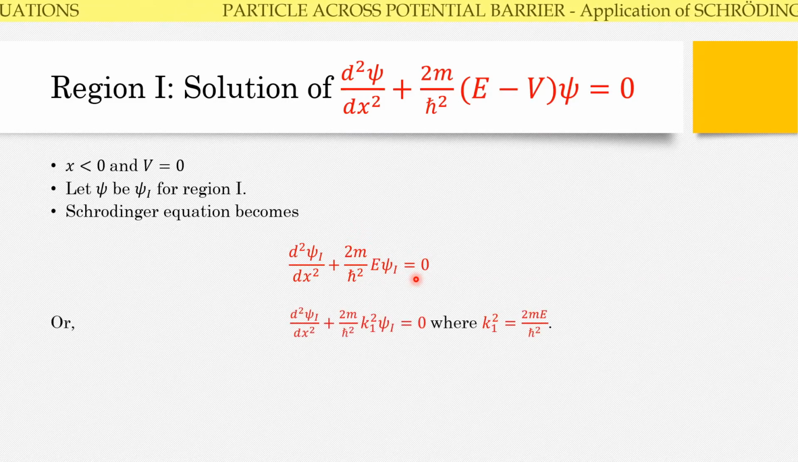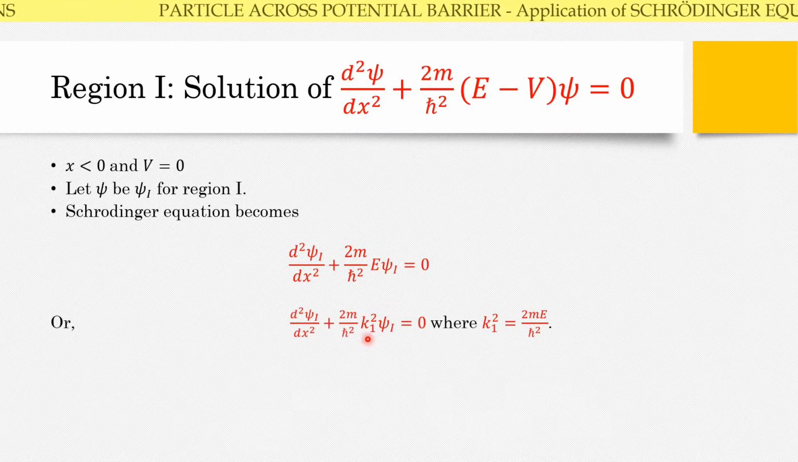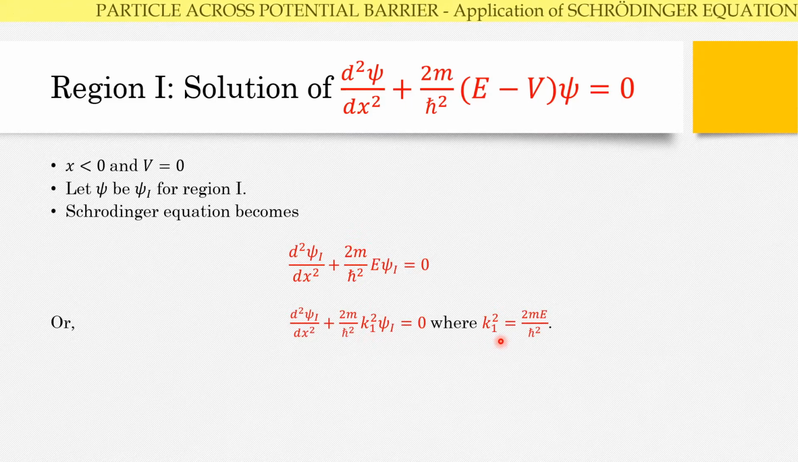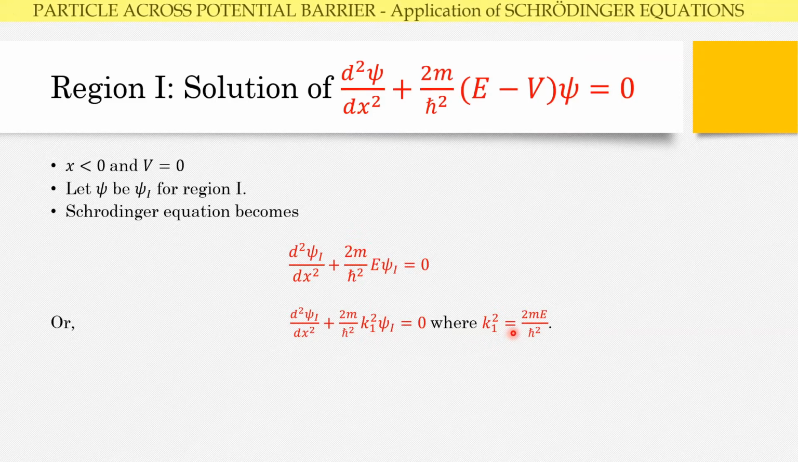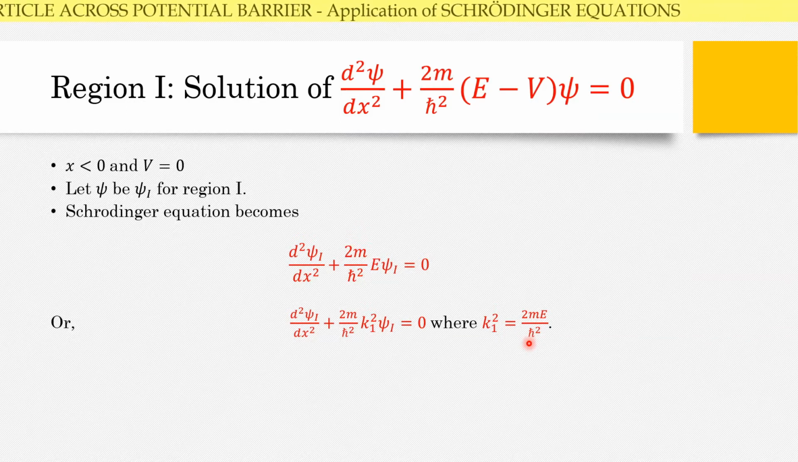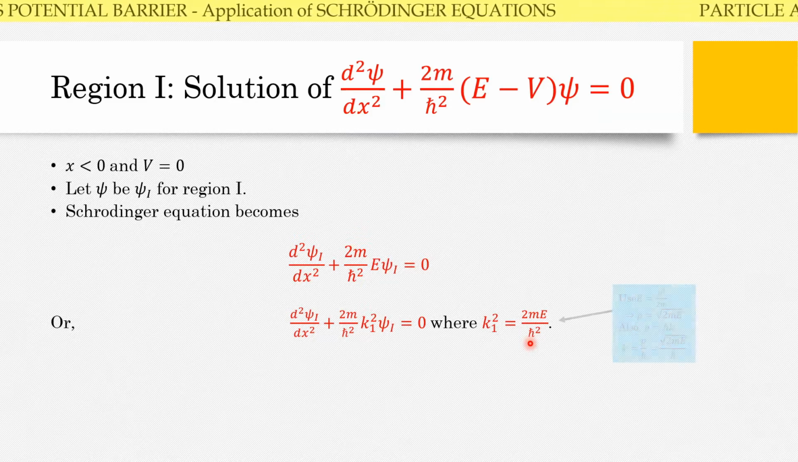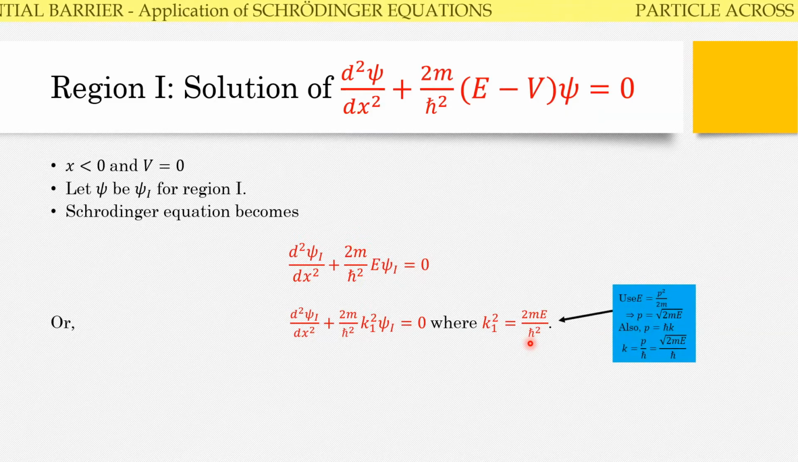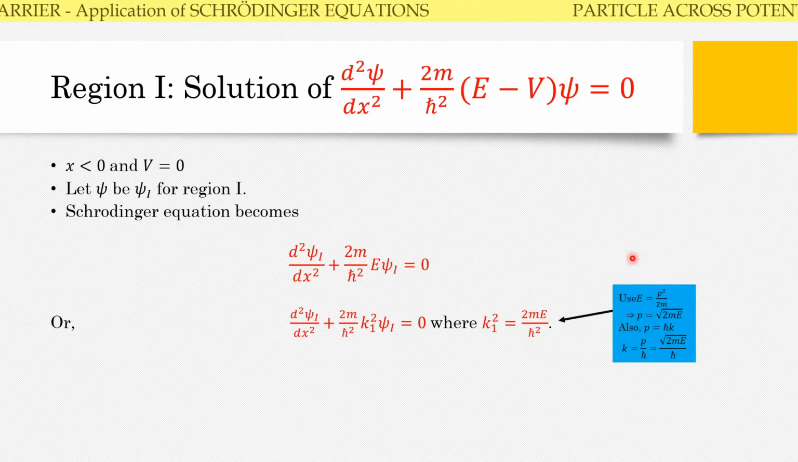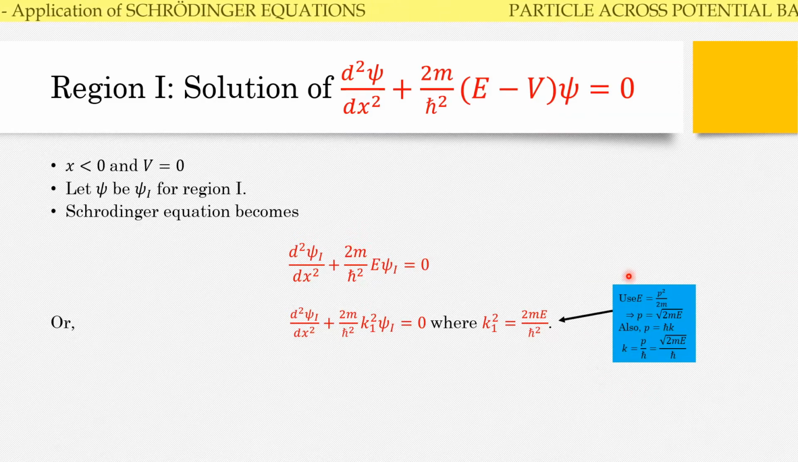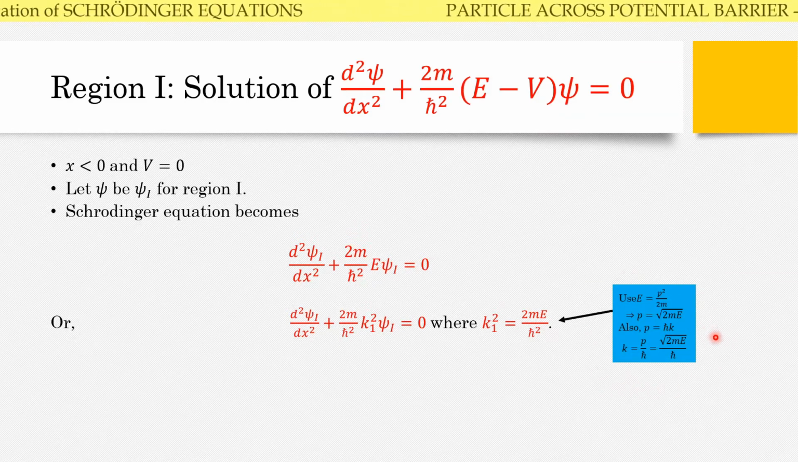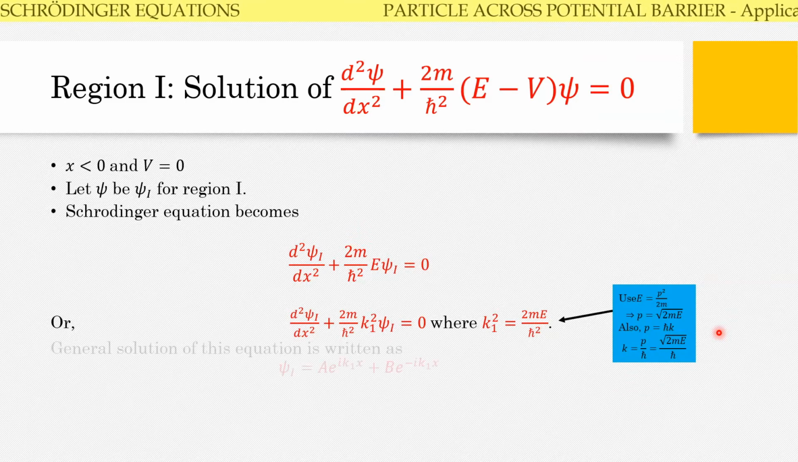Or we can also write it in terms of wave propagation vector, where k1 square is equal to 2mE over h cross square. This is the same thing we have done already in case of potential box and potential step also. In doing so, I have made use of these basic relations of quantum mechanics.